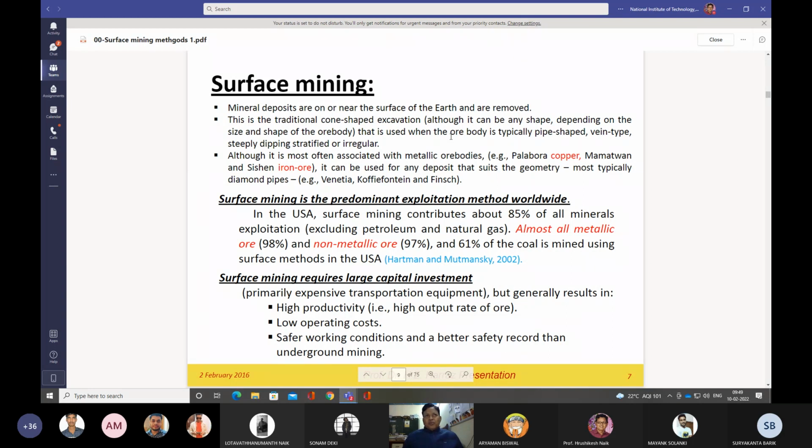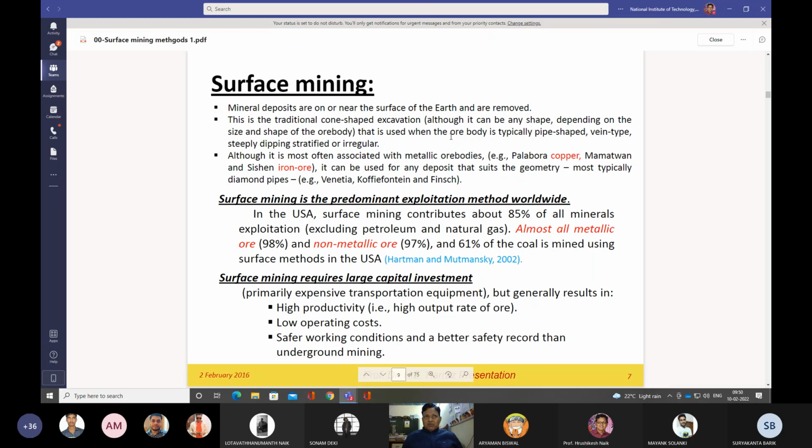Although it is most often associated with metallic ore bodies like your copper, iron ore, it can be used for any deposit that suits the geometry. Most typically, diamond pipes are also mined by surface mining methods if the geometry suits you. Surface mining is the predominant exploitation method throughout the world.